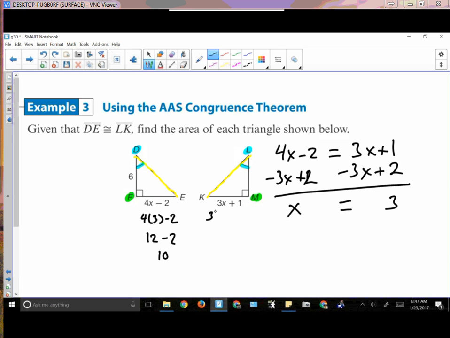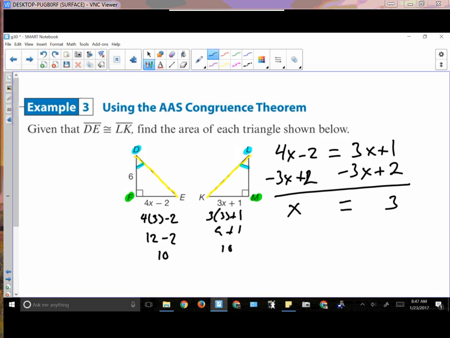If I went and took it over here as 3 times 3 plus 1, I'd end up with 9 plus 1, 10. So I got it right. It didn't matter which one I used. Just got to pick one. Now again, the algebra that you see here isn't anything spectacular. We've done this all before. Nothing new, nothing scary about it.